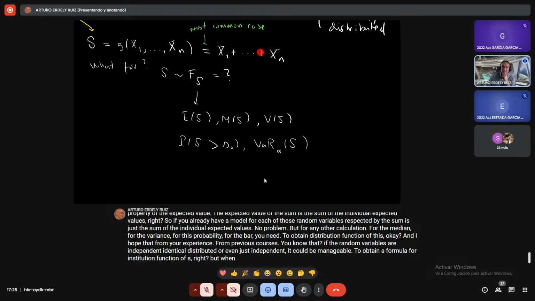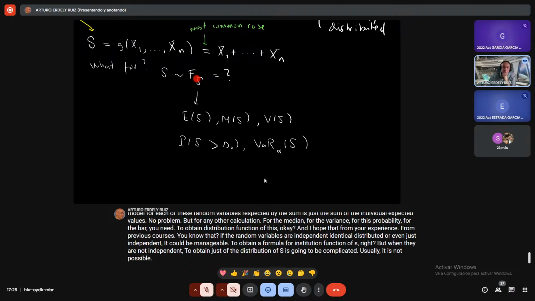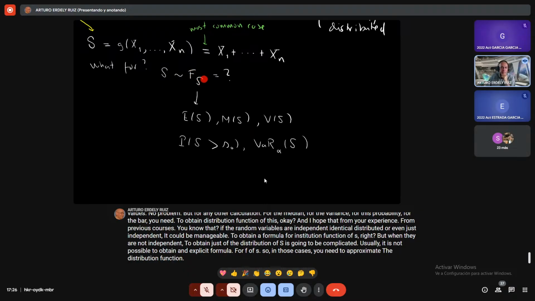But when they are not independent, just to obtain the distribution of S is going to be complicated. Usually, it is not possible to obtain an explicit formula for F of S. So in those cases, you need to approximate the distribution function of S.